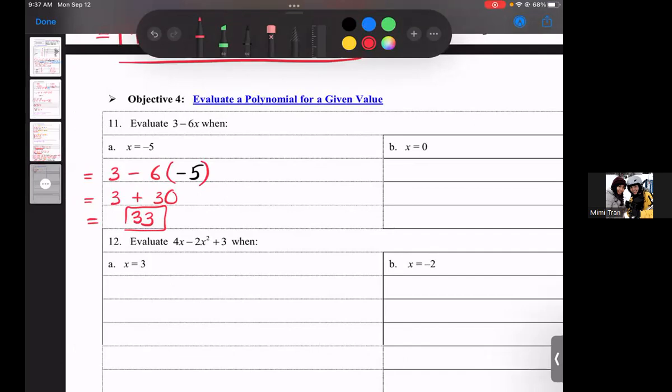What do you have for 11B? Yeah, thank you. 3. Most people got 3. So it equals 3 minus 6 times parentheses, which is 0. 6 times 0 is 0. So 3 minus 0, which is 3.